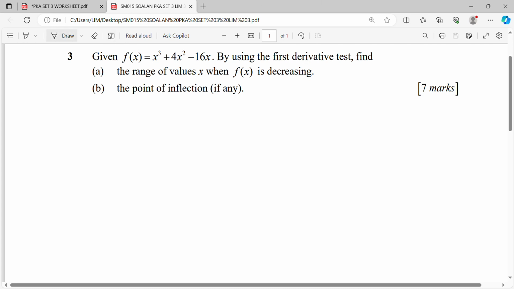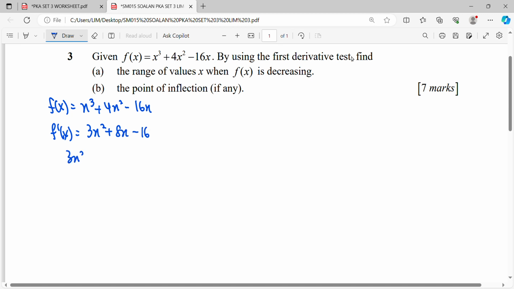So this question says, given the function, by using the first derivative, find where your function is increasing and decreasing. Before you find where your function is increasing or decreasing, you have to find your critical values, right? So how to find your critical values? Differentiate. Find your first derivative, then we let it equal 0.